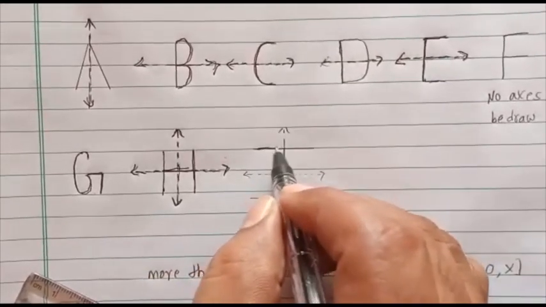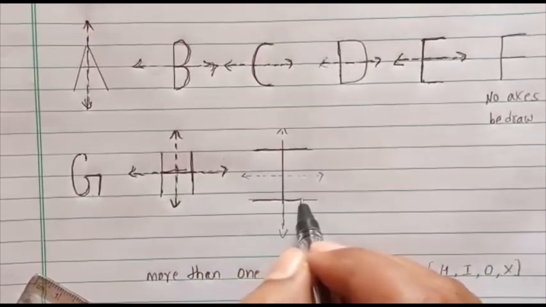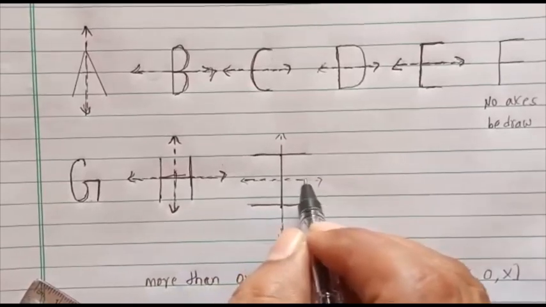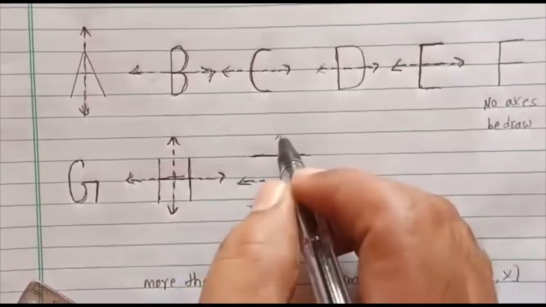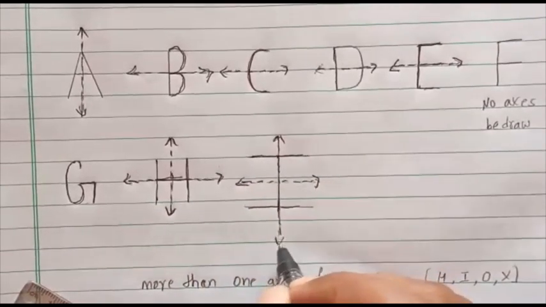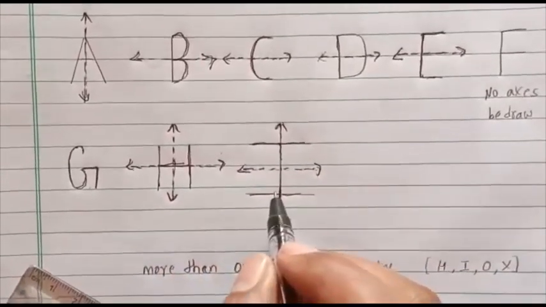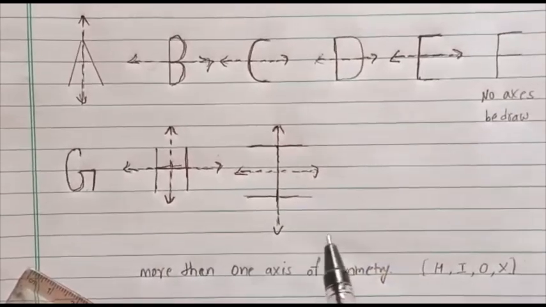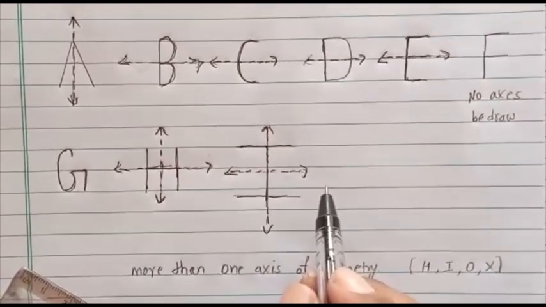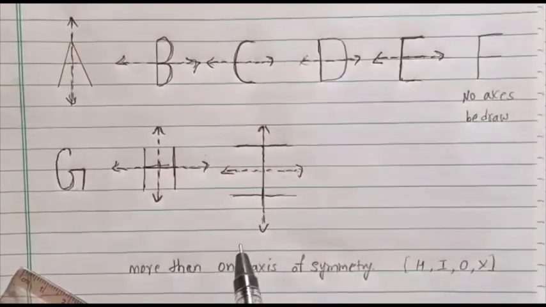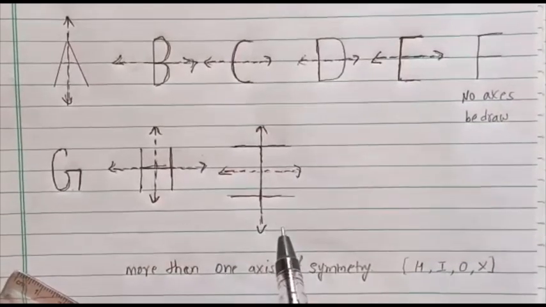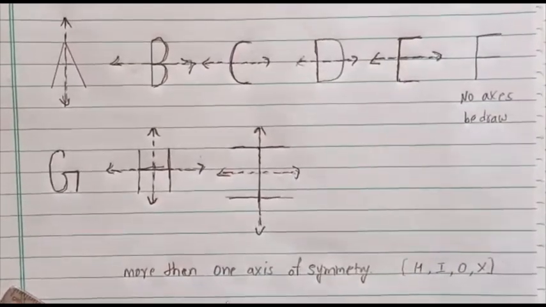Now write the letter I. In I also there is this symmetry axis, and this way also one symmetry axis. So in the letters H and I, there is more than one axis of symmetry. Whatever comes afterwards, you can do as your homework. So this is how we have to draw the axis of symmetry. Now thank you very much.